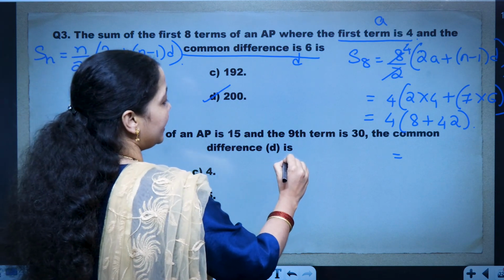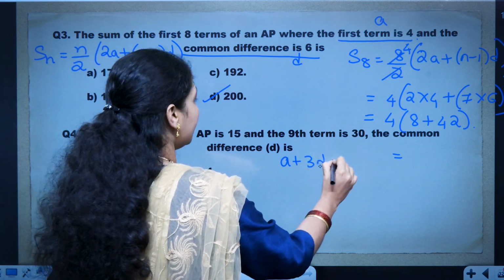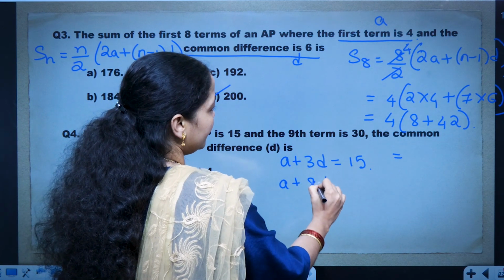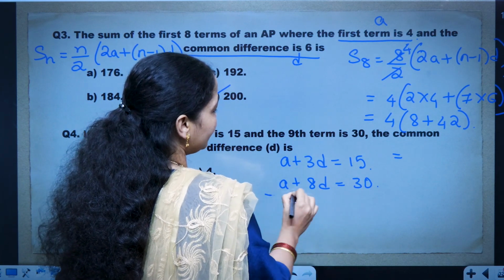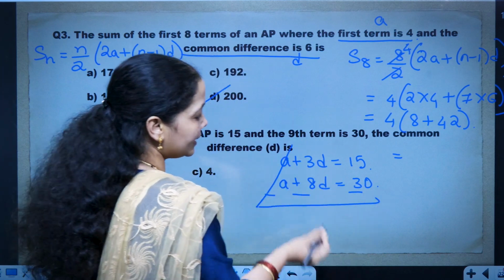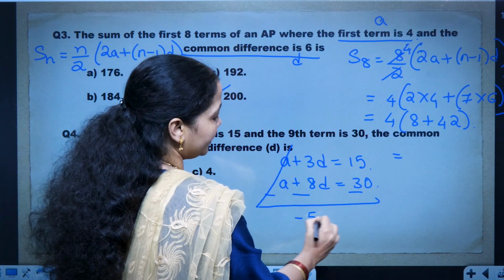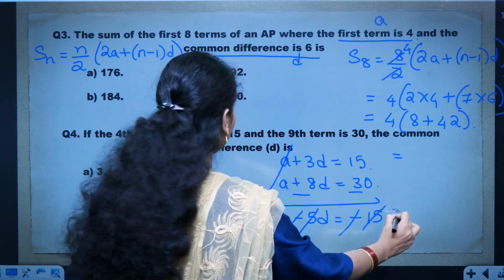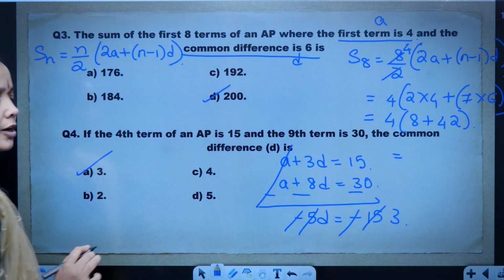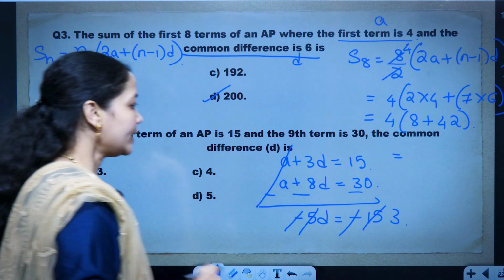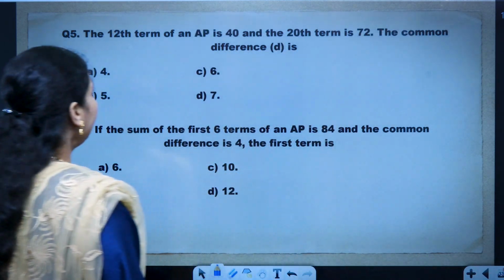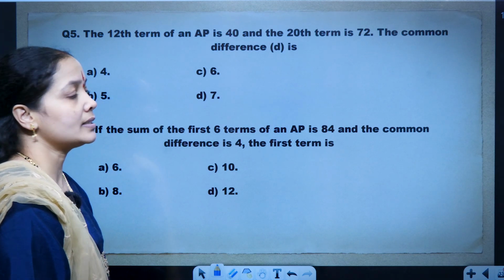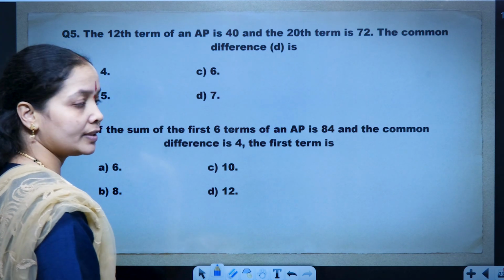Fourth term, I'll write it as A plus 3D, which is given as 15. Ninth term, A plus 8D will be 30. Subtract them. If you subtract, A's are getting cancelled. 3 minus 8 is negative 5D equal to negative 15. Negatives gone, 1s are 3, 5 threes are 15. Common difference is 3. Option A is right. Going ahead. In the fifth one, the 12th term of the AP is 40 and the 20th term is 72. I have to find the common difference again.